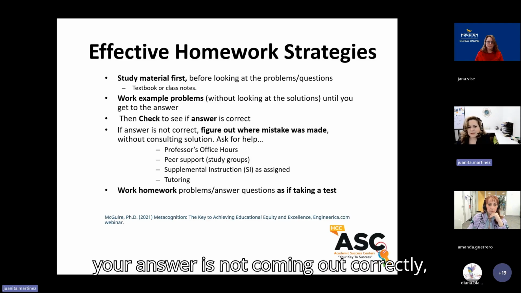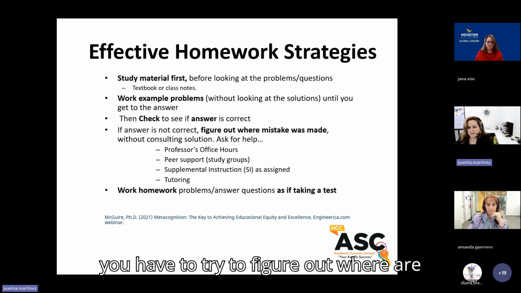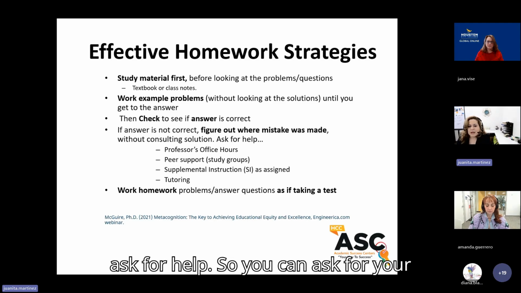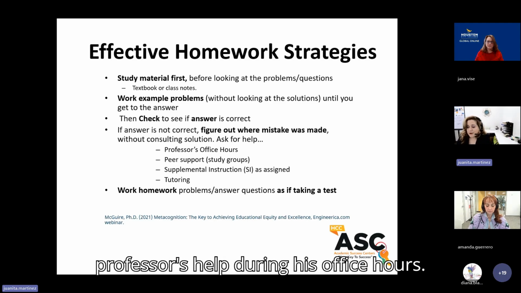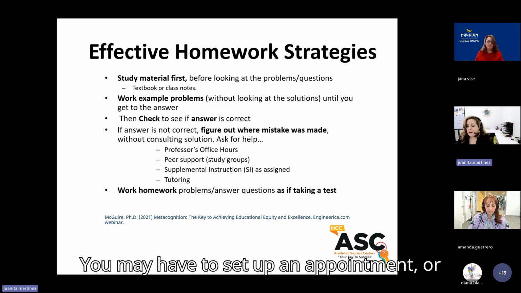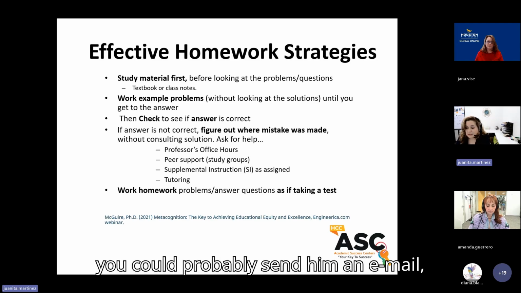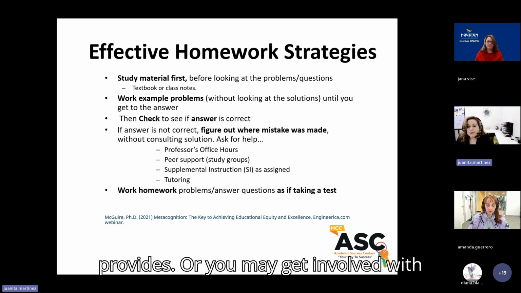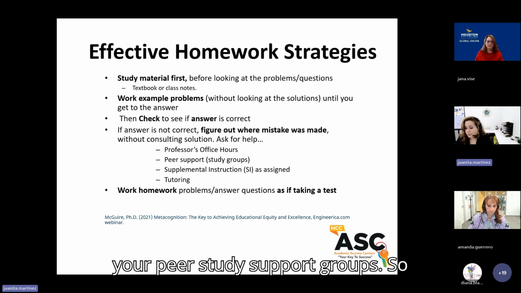If your answer is not coming out correctly, you have to try to figure out where you are making the mistake. Where am I getting stuck? So possibly you could ask for help. You could ask for your professor's help during his office hours. Your professor will list on his syllabus when he's available to speak with you outside of class during his office hours, so look at your syllabus. You may have to set up an appointment, or you could probably send him an email, whatever recommendation your professor provides.